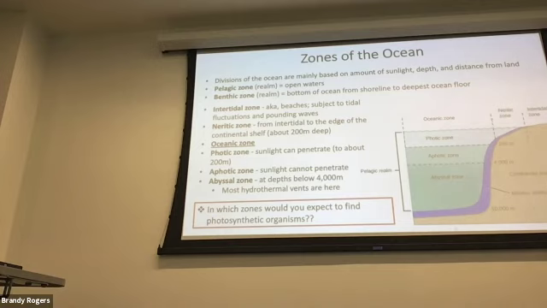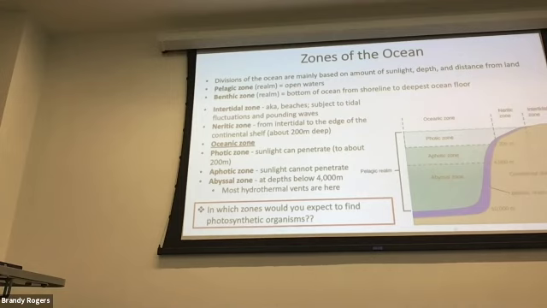And then benthic is the bottom. So you can have benthic in any aquatic biome. Talk about the benthic zone of a lake. It's fine. You can use that terminology. But just know that benthic means the bottom and pelagic means open waters. Okay, so just a little bit of ocean terms.